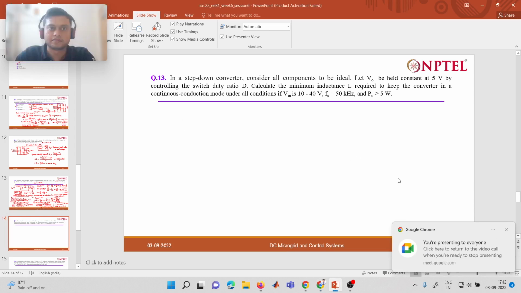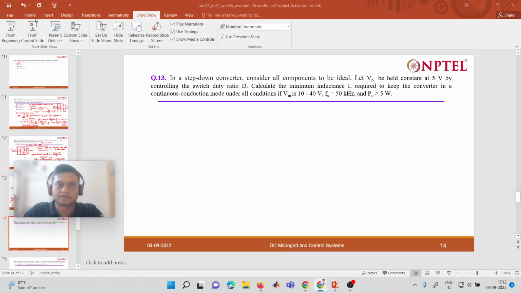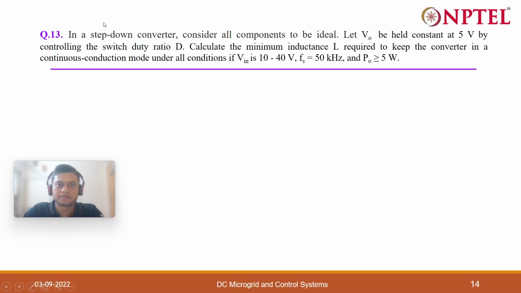Now let us see the next problem. This problem is similar to the previous problem, but here the converter changed. In a step down converter, consider all components to be ideal. Let V naught, the output voltage, be held constant at 5 volt by controlling the switch duty ratio D.